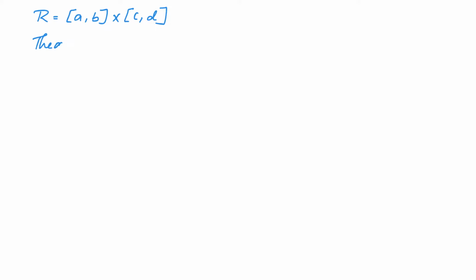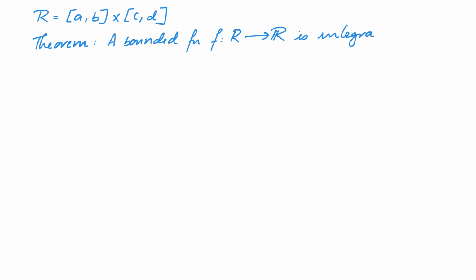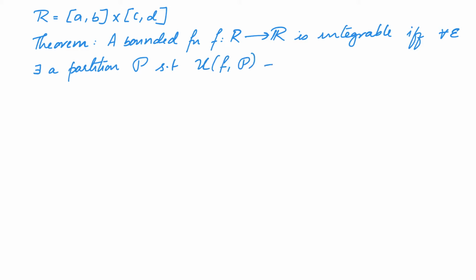As promised in the previous video, we will now look at some sufficient conditions for integrability. Let R be the rectangle [a,b] cross [c,d] throughout this video. Then, given a function f from R to R, the function is integrable if and only if, given any epsilon, you can find a partition, let's call this partition P, such that U(f,P) minus L(f,P) is less than epsilon. That means you can find a partition such that the upper sum and lower sum can be as close as you want. Let us see a proof of this fact.